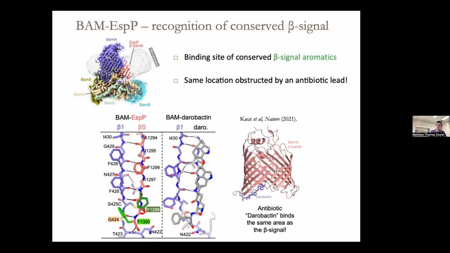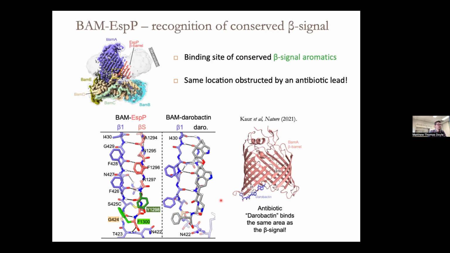I'd also like to point out that this complements very important findings recently of a potential very good antibiotic against gram-negatives that targets the BAM. What they had thought was that this small molecule called darabactin acts kind of like a beta signal. And they solved that structure bound to beta strand 1. And so you can see what it's doing. It's a competitive inhibitor of beta signal binding.